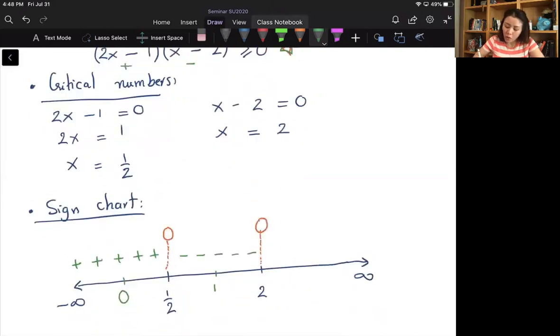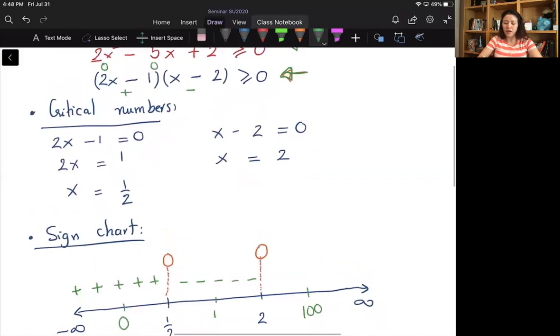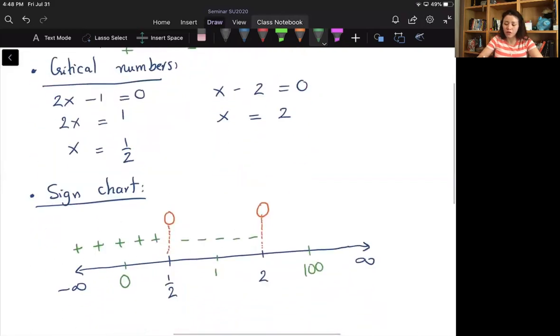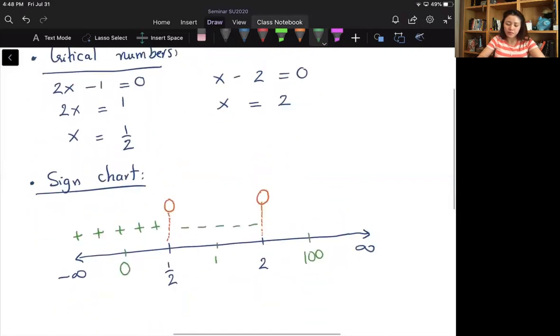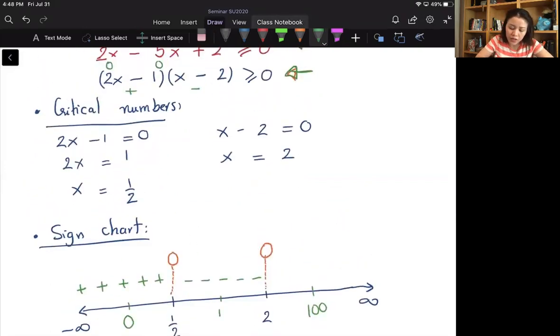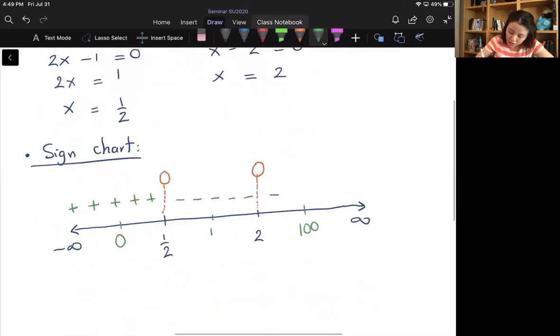Last, we're going to pick a point in the region between 2 and infinity. So I'll pick 100 just to be dramatic and to show that it doesn't matter which point you pick. You can pick 3 if you want, or 4, but I'll pick 100. So when I plug 100 here, 2 times 100 is 200, minus 1, that's 199. So again, it gives me a plus sign, right? And 100 minus 2 is also positive. Okay? So positive times positive is positive. So this region is a positive region.